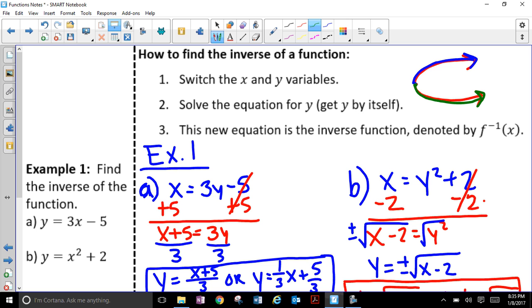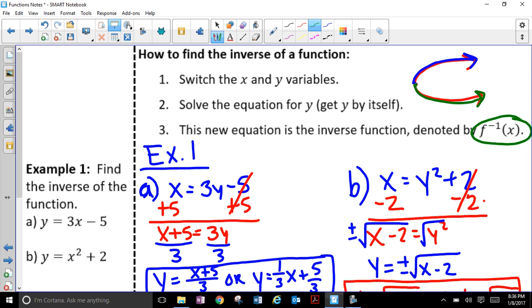And if we reflect it over the y equals x line, which is what you're doing when you find the inverse, then it's going to be a sideways parabola. Okay, so if you just left it as y equals plus or minus square root of x minus 2, you would get that wrong, because that is not a function. Okay, and in this case, when you have to split it up, we're not going to use this f negative 1 of x, this inverse notation. You're just going to leave it as y equals.